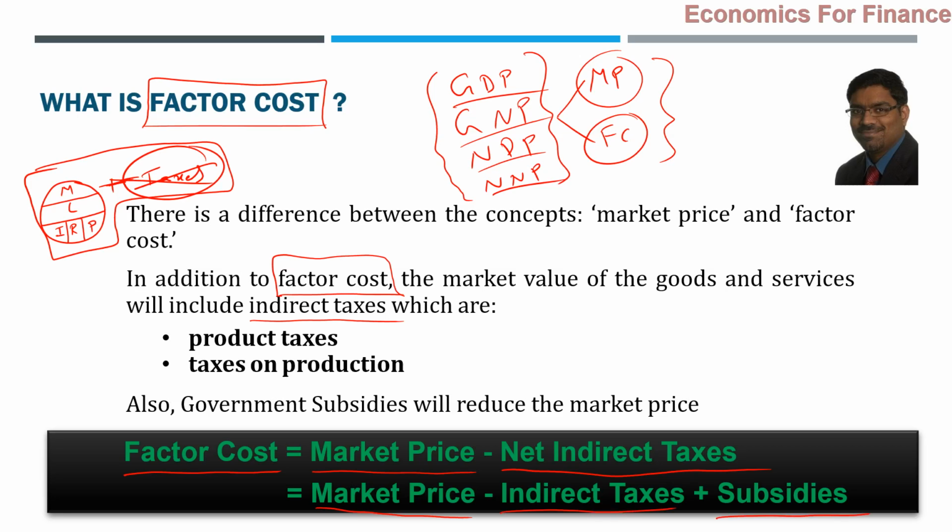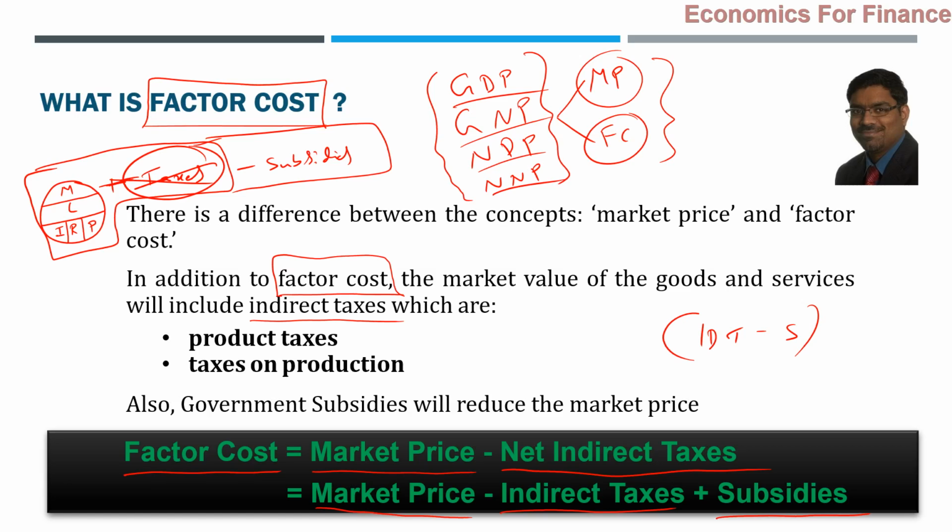So taxes are something which will add to the cost. No? Whereas if there are subsidies that are given by the government, they would have reduced the cost. They would have reduced the market value already. So market value, if at all we want to find out, that will be cost plus the taxes minus subsidies, right? Now we want reverse. We want factor cost. What should we do? Reverse. Market price plus the subsidies minus indirect taxes. So the difference between indirect taxes and subsidies is called net indirect taxes.